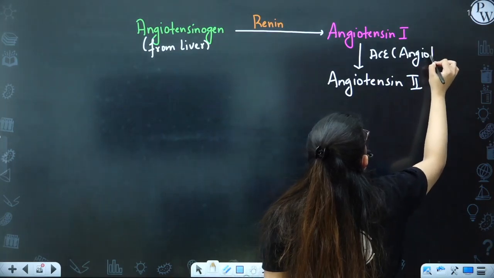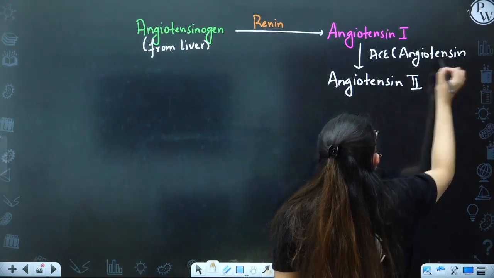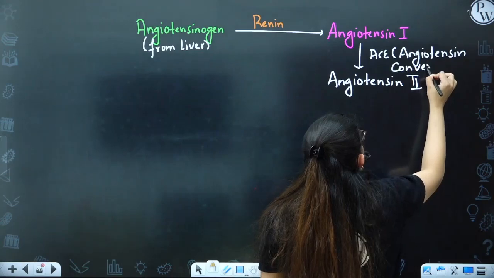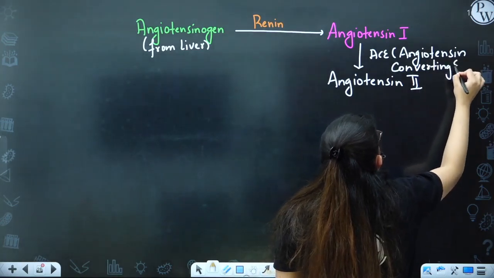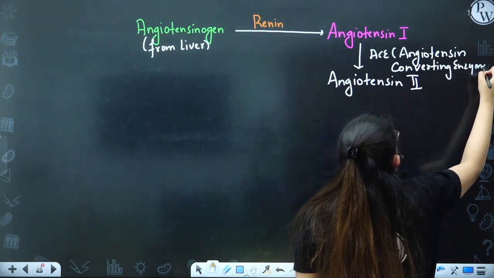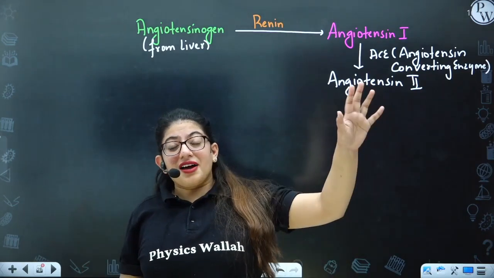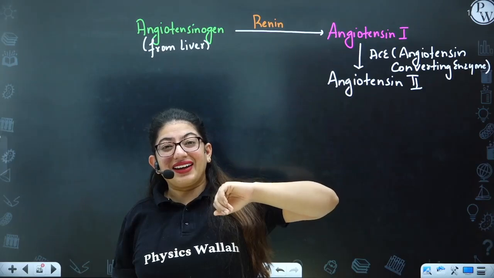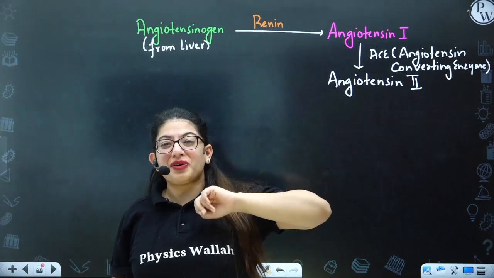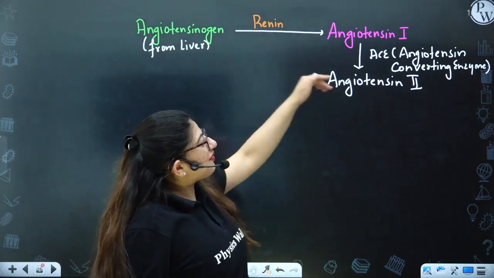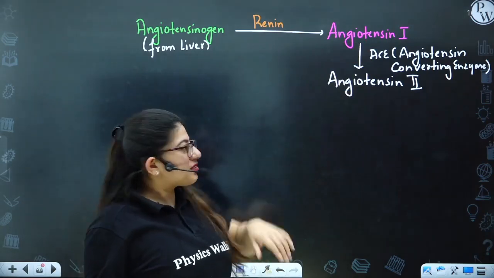Now, angiotensin 1 is further converted into angiotensin 2 by another enzyme known as ACE, angiotensin converting enzyme, which is formed in the lungs. So from the lungs it enters the kidney. See, a lot of organs are so much involved here, right? You can see the coordination of our body. So ACE will convert angiotensin 1 into angiotensin 2.